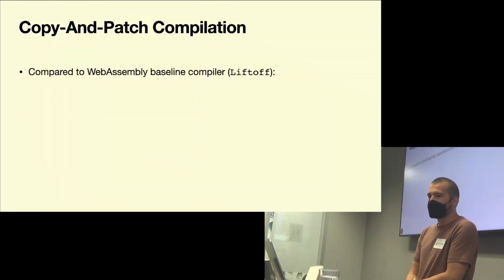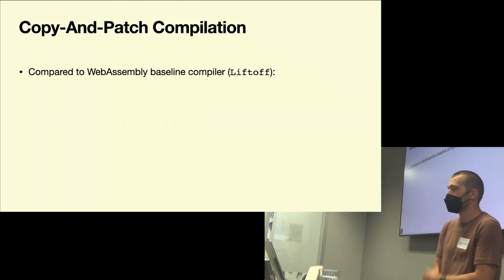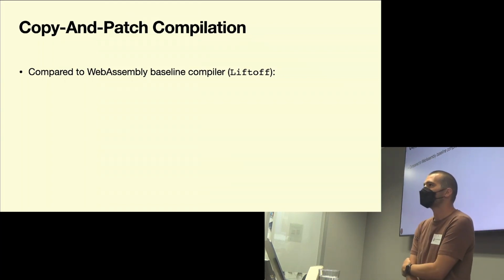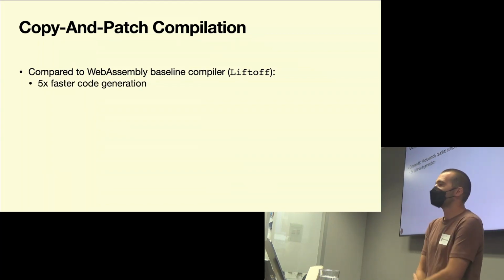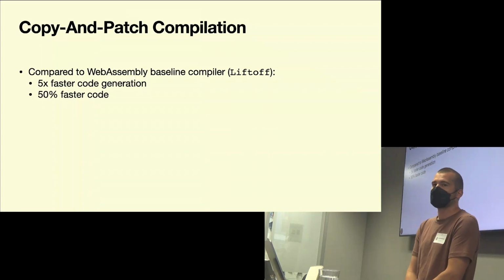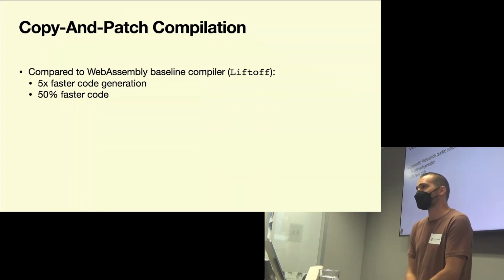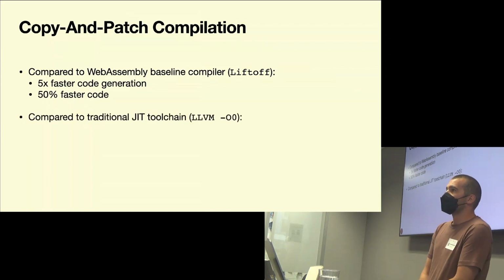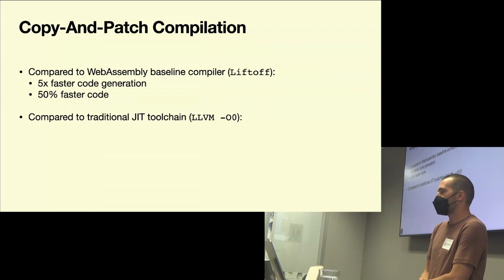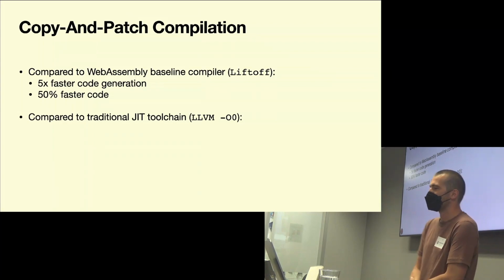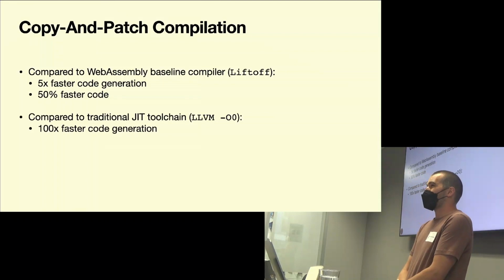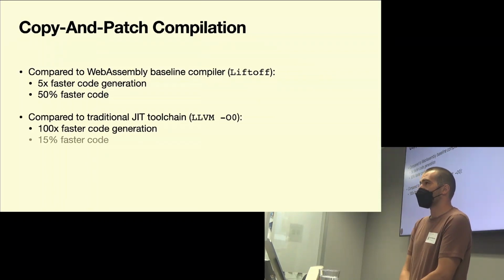If you don't believe me, here are some numbers from the paper. Compared to a WebAssembly baseline compiler, copy and patch has 5 times faster code generation and 50% faster code overall. The code quality is really good, and I'll show you why in a second. Compared to a mid-tier compiler, like a traditional JIT tool chain, which would be LLVM with a low optimization level to keep things fast, it has 100 times faster code generation and still 15% faster code.